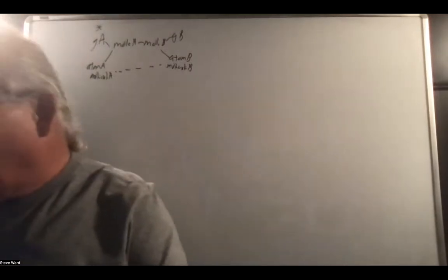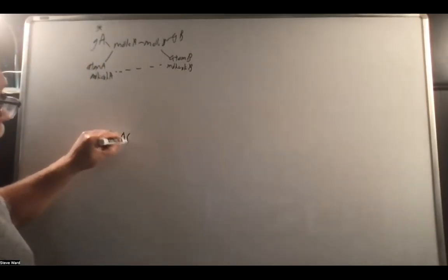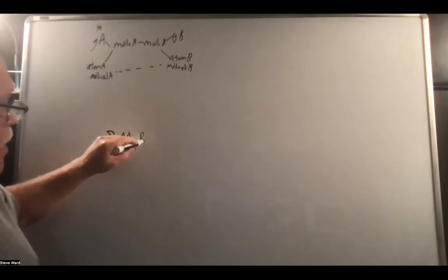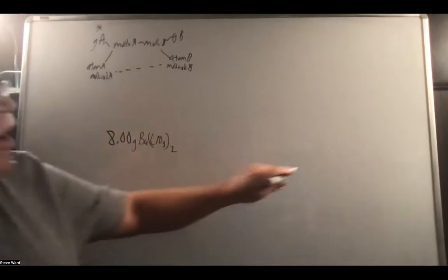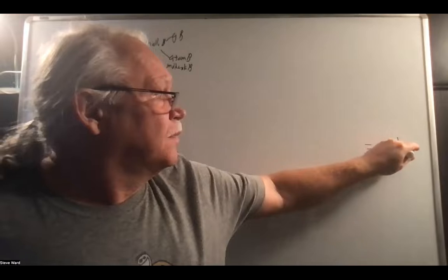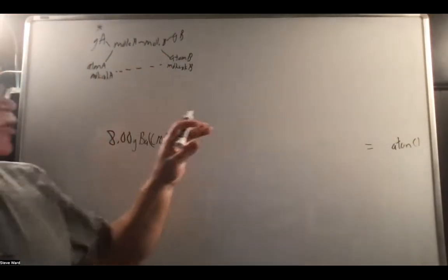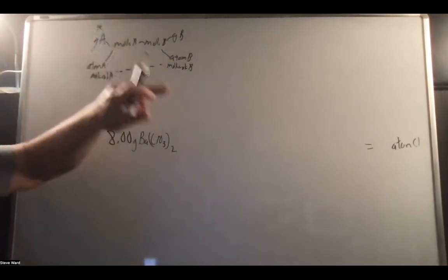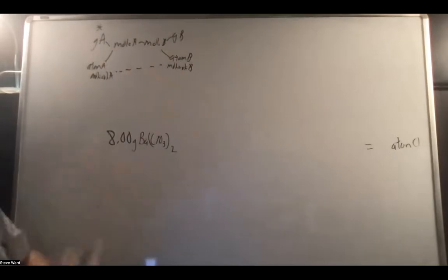So again, we're starting at grams of one thing. Now read the problem. What am I looking for? Atoms of something else. So I'm starting with 8.00 grams of BaClO3 taken twice. And what am I looking for over here? Atoms of chlorine. Now, if I look at this problem, I'm going from grams to atoms. The question is, am I going to this atoms or am I going to that atoms?